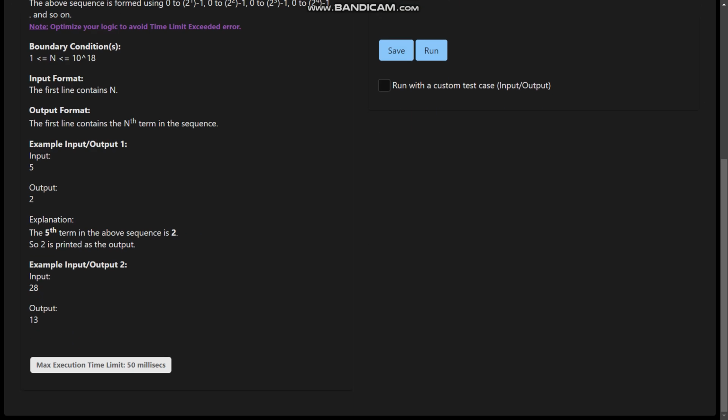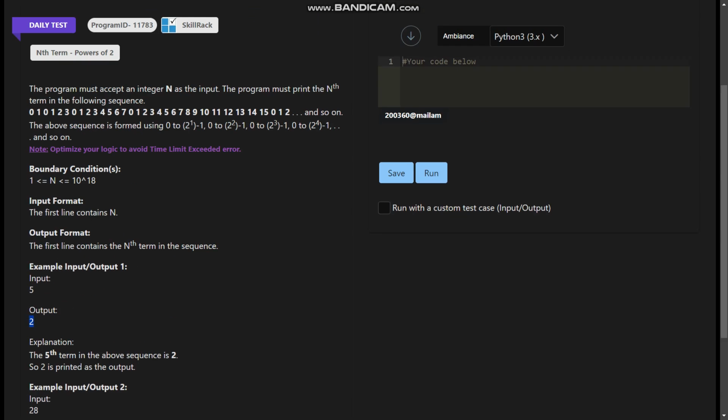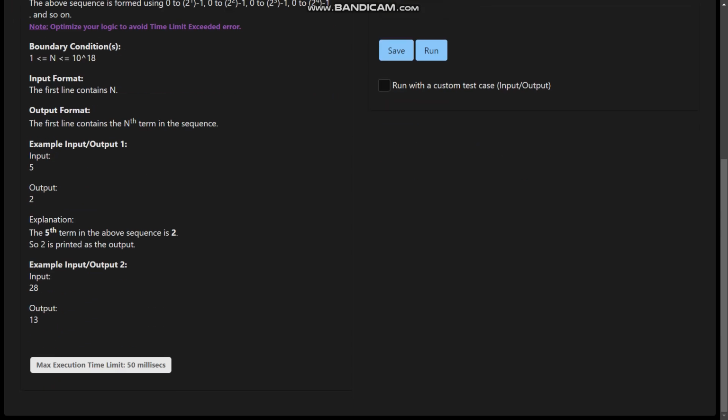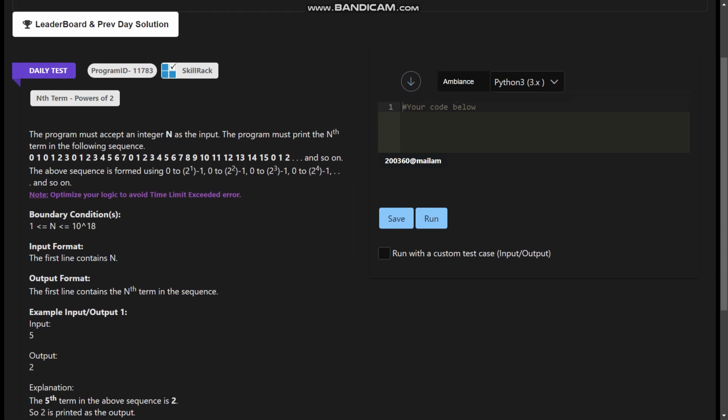What is given? 5. The fifth integer is 2. Let's see in the sequence: first, second, third, fourth, fifth. The fifth integer in the sequence is 2. Next, 28: 2, 4, 6, 8, 10, 12, 14, 16, 18, 20, 22, 24, 26, 28. The 28th term is 13. So like that we have to print.